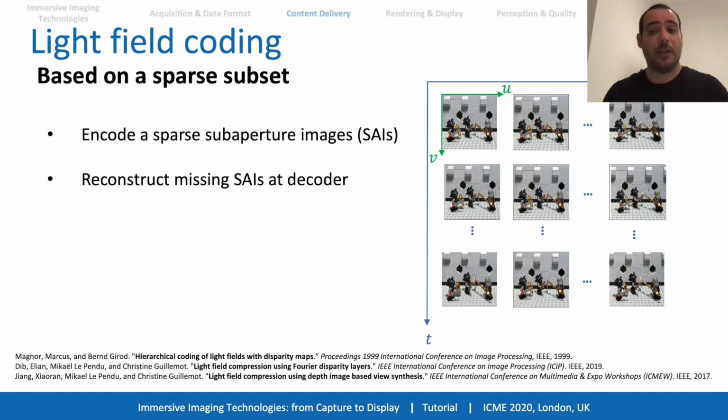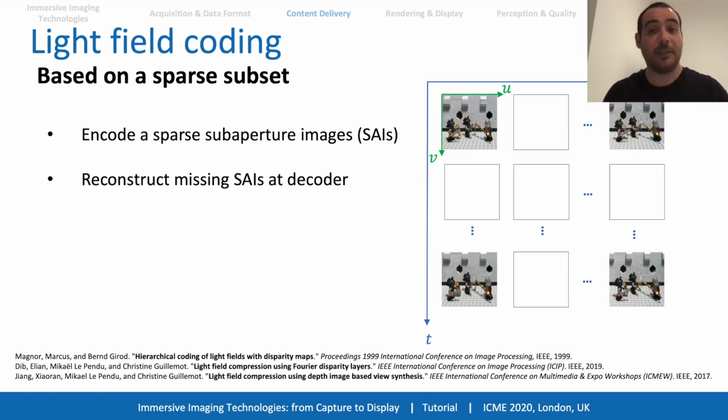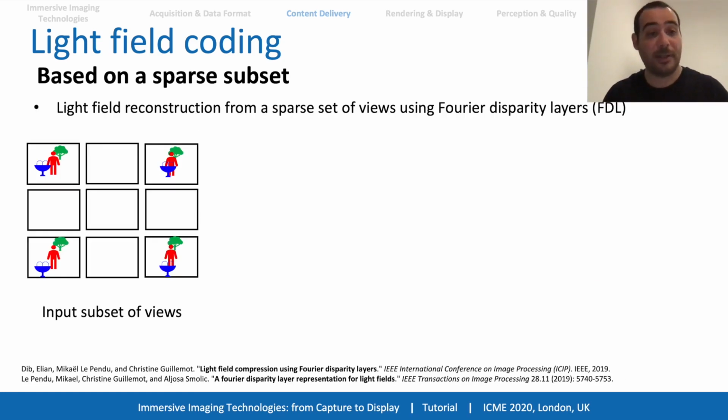Let's focus on light field coding based on a sparse subset. In the idea of such coding, only a sparse set of subaperture images is encoded, like the corner ones, and the missing ones are reconstructed at the decoder side. There are several examples in literature. One example is reconstruction using Fourier disparity layers, called FDL.